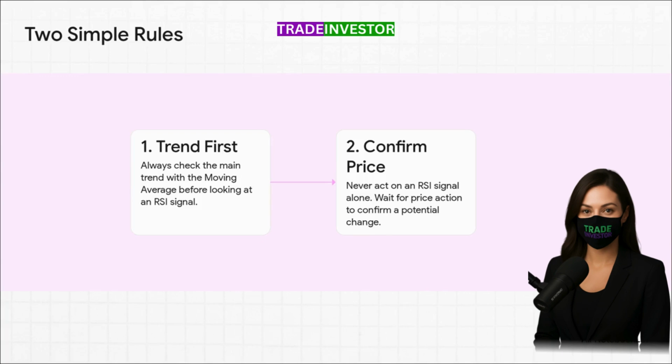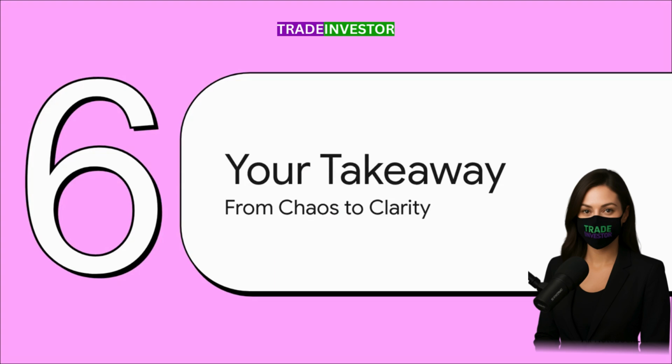And number two, never act on an RSI signal alone. For example, if the RSI hits 30 in a really strong downtrend, don't just blindly buy. Wait for the price itself to show you some sign that it might be turning around. Confirmation is everything. So let's bring this all home.